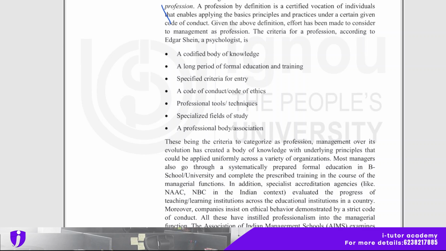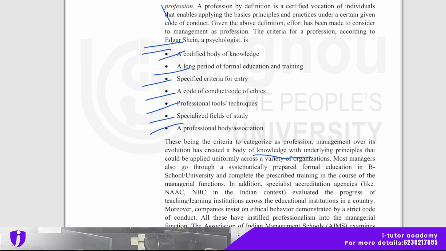He says that is why it is a profession. The criteria for a profession are a codified body of knowledge, a long period of formal education and training, specified criteria for entry, a code of conduct or code of ethics, professional tools or techniques, a specified field of study, and a professional body or association. These being the criteria to categorize a profession, management over its evolution has created a body of knowledge with underlying principles that could be applied uniformly across a variety of organizations.